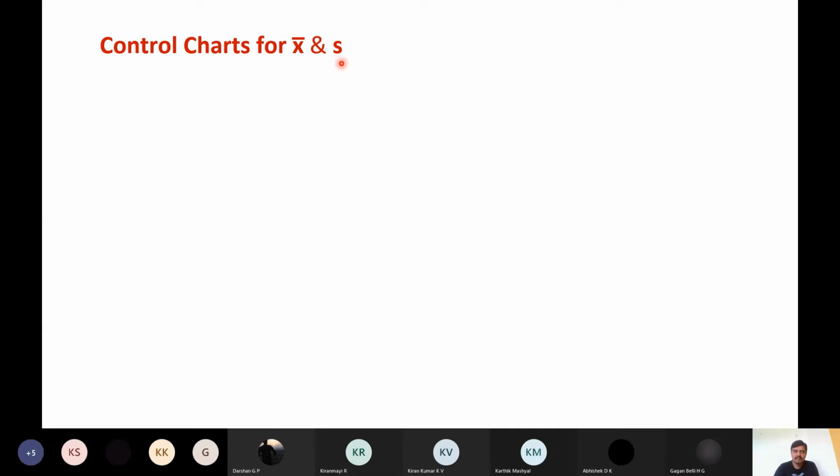In case of S, we are considering the sample standard deviation. If you consider sigma, that is the process standard deviation, S is the sample standard deviation. In the syllabus copy they specified this chart as X bar and sigma, so that is also part of this chart only. X bar and S is the proper name. Even if in the exam you get X bar and sigma, you have to plot the same graph. Same charts.